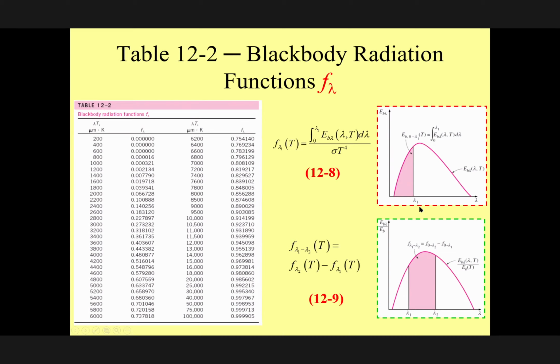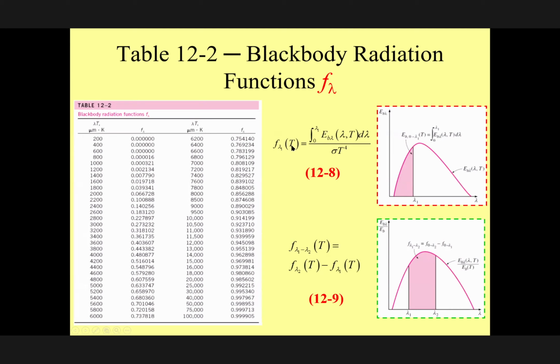100%. For a given body at the temperature T, the total area here is equal to 1. It means the total of energy. Remember, this gave you a fraction: how much energy between 0 and lambda 1, divided by the total energy. This gives you the fraction of energy between 0 and lambda 1 at the given temperature.